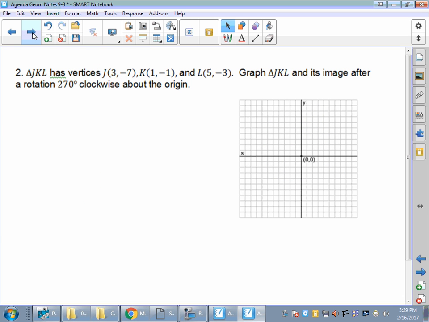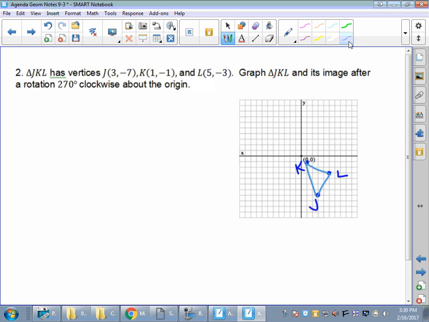Let's do number 2. I think we'll be okay to skip number 3, but let's do 2. So let's put triangle JKL, our pre-image, on the graph, and then let's do a 270-degree clockwise rotation. So first of all, point J is at 3, negative 7. Point K is at 1, negative 1. And point L is at 5, negative 3. So we've got our pre-image down here in quadrant 4.